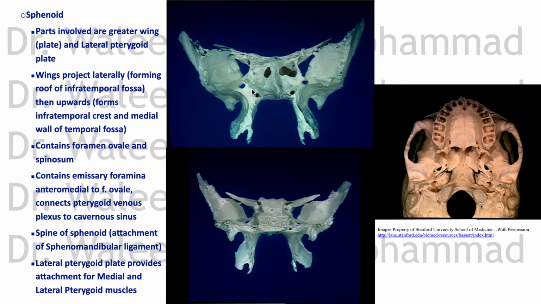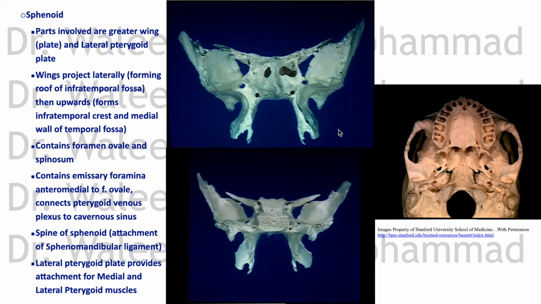Just to be oriented, observe the lesser wing of the sphenoid. This is the lesser wing. And between it and the greater wing is the superior orbital fissure. This is the superior orbital fissure. Observe also the spine of sphenoid. It has a structure attached to it in the infratemporal fossa.